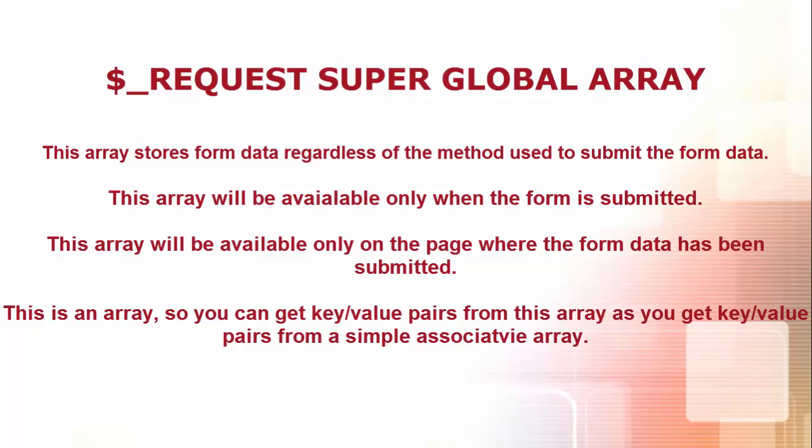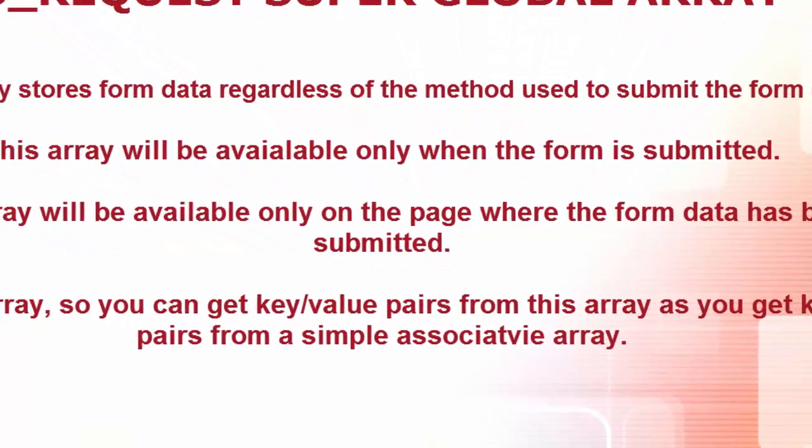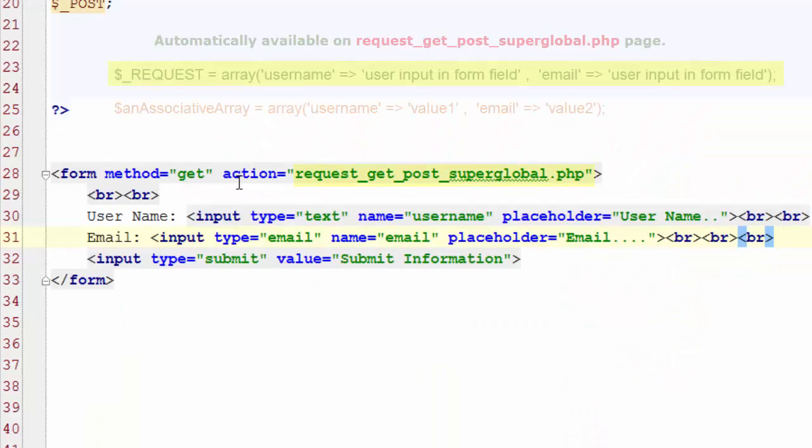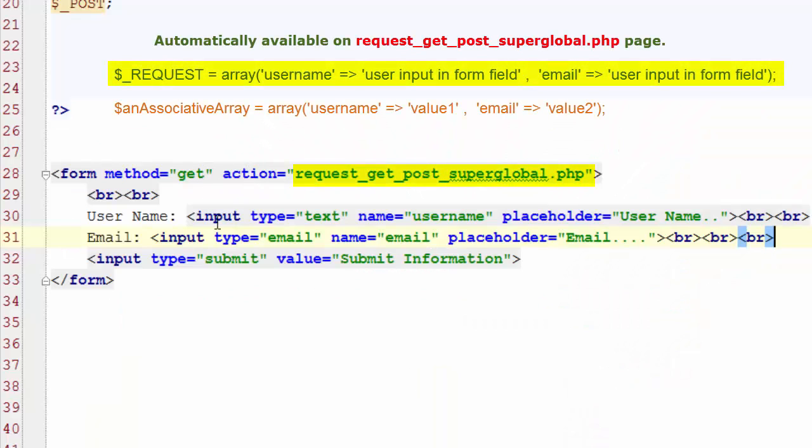Do you remember we created different arrays and talked about indexed and associative arrays? $_REQUEST is actually an associative array which is available on the page automatically where the form is submitted, and so is superglobal. The point here I want to stuff in your head is, take this array as a normal associative array. Don't let this thing confuse you at all.